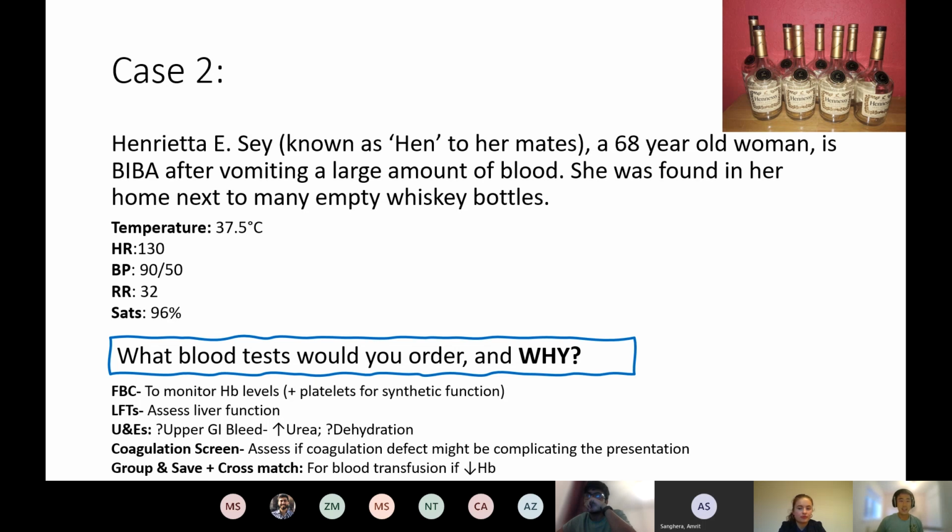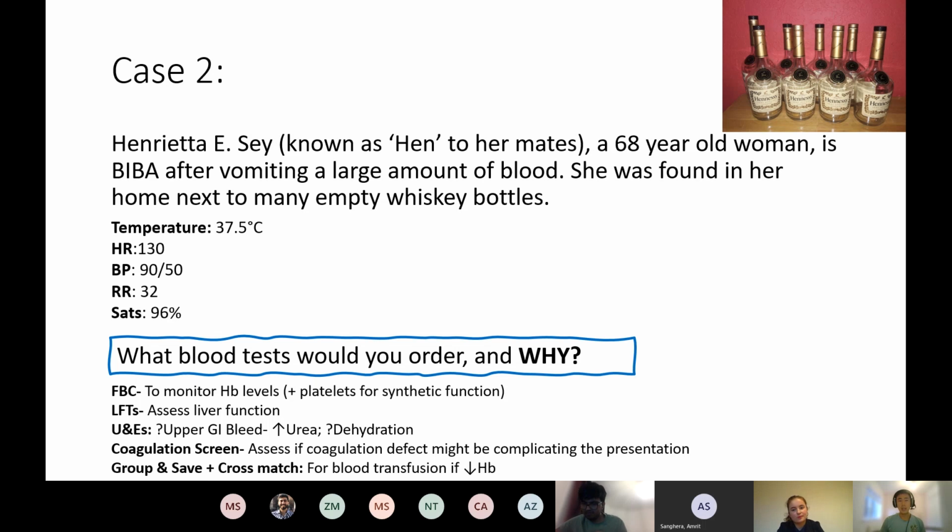Fantastic. Okay. So yes, I've pretty much done the same things. Full blood count to monitor HB levels, but also the platelets, if you're thinking about synthetic function of the liver. LFTs also to assess liver function. U's and E's. This is a very specific piece of knowledge, so don't worry if you didn't know this.